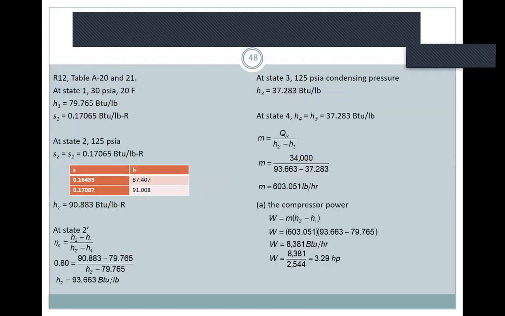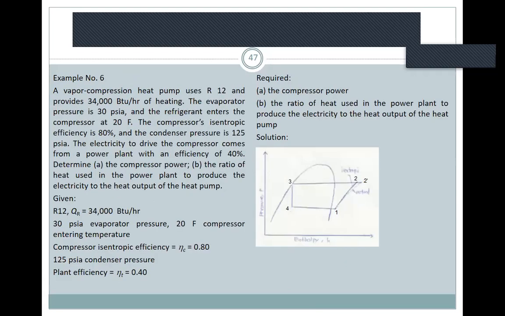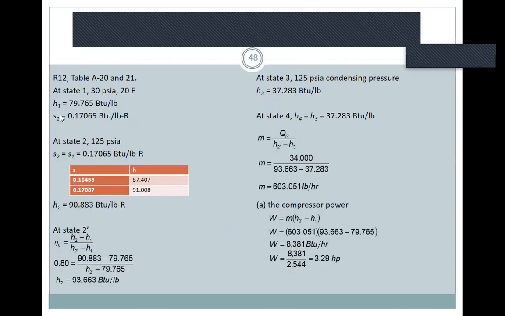So, R12, table 8, 20, and 21. So, pwede dito. At state 1, 30 PSI and 20 Fahrenheit, H1 is 79.765 BTU per pound. Isakto doon na, isakto. Hindi na walang interpolation. S1 is 0.17065 BTU per pound R. So at state 2, 125 PSIA, S2 is equal to S1, 0.17065 BTU per pound natin. So properties yun ang refrigerant na.